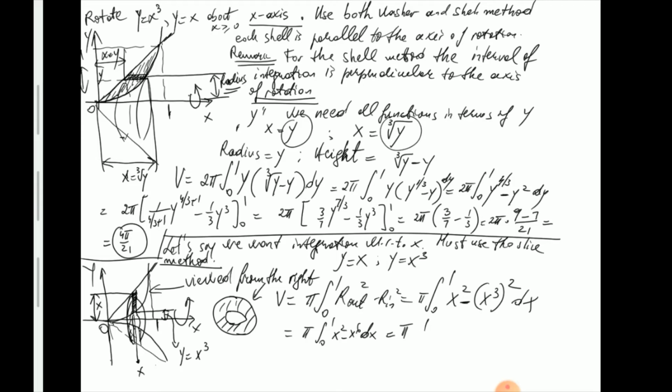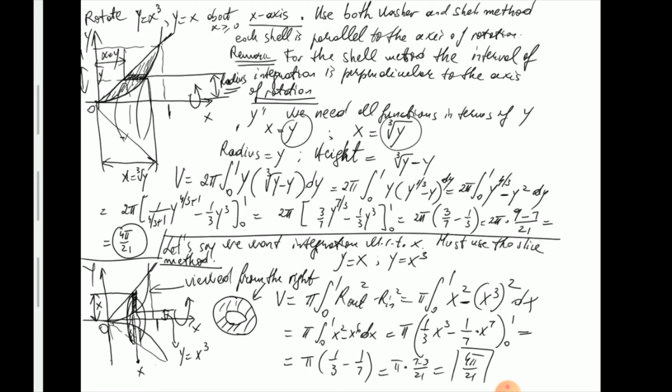So, power rule: 1/3 x cubed minus 1/7 x to the 7th, between 0 and 1. Plug in 1 and 0, and that's pi times (7 minus 3) over 21. Shouldn't be a surprise: 4 pi over 21.